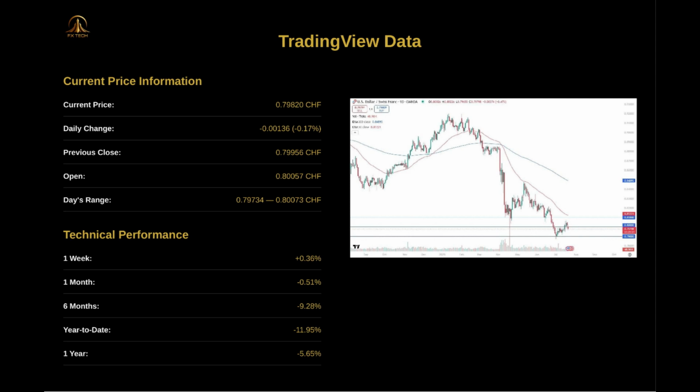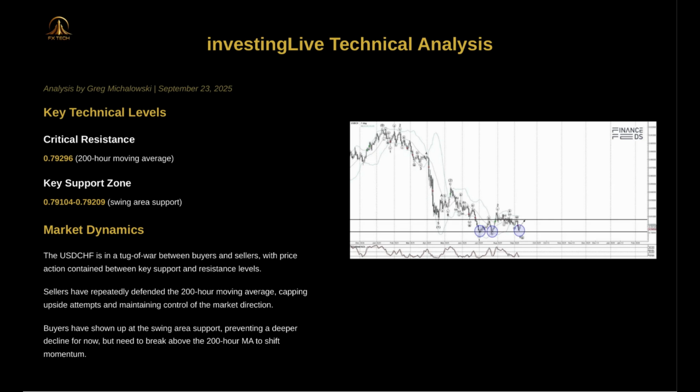Looking at the broader performance metrics, we see mixed signals with a positive one-week performance of 0.36%, but negative returns across longer timeframes. The 1-month performance shows a 0.51% decline, while the 6-month and year-to-date figures reveal more substantial losses of 9.28% and 11.95% respectively. This long-term downtrend suggests persistent Swiss franc strength against the dollar, though recent short-term stabilization may indicate a potential correction.